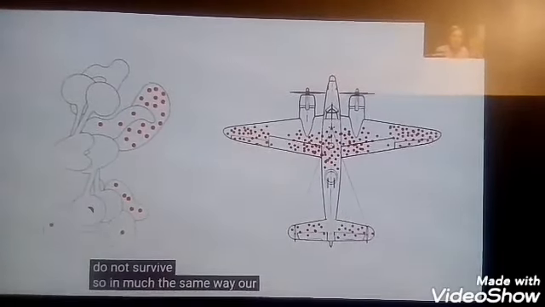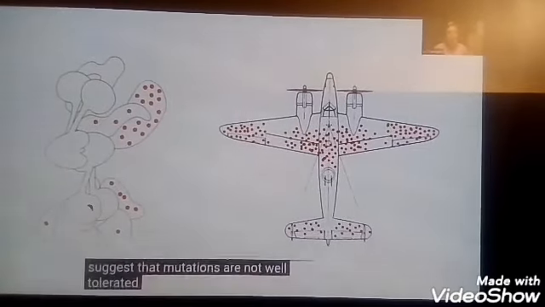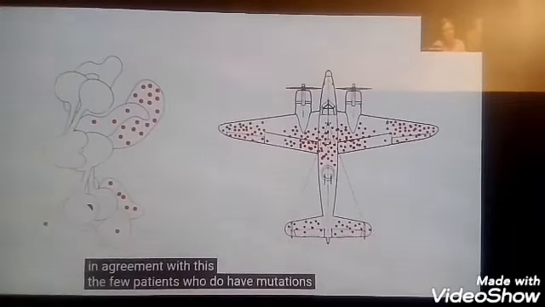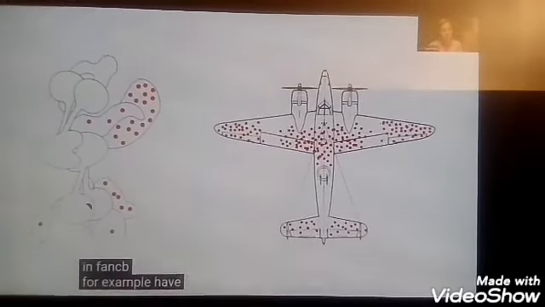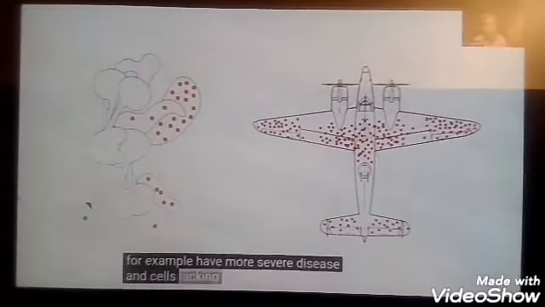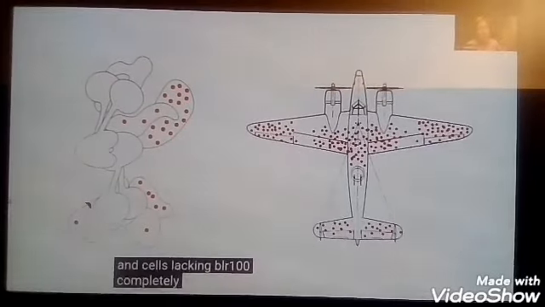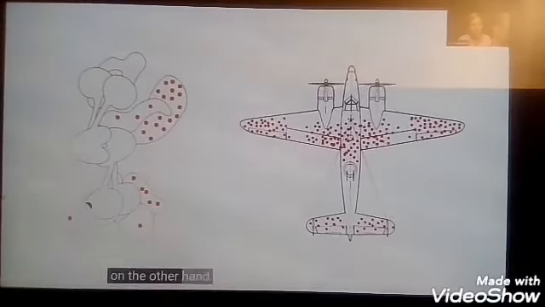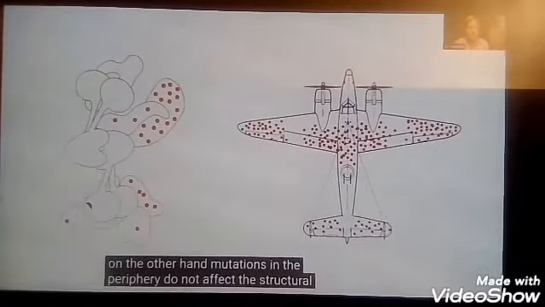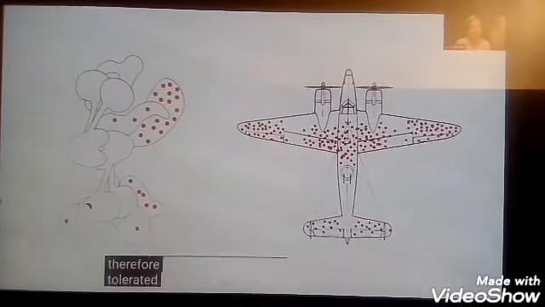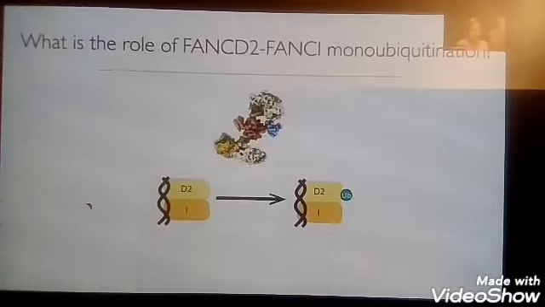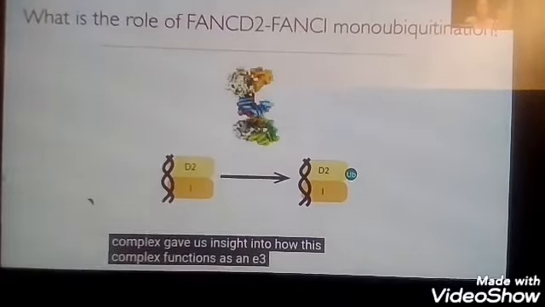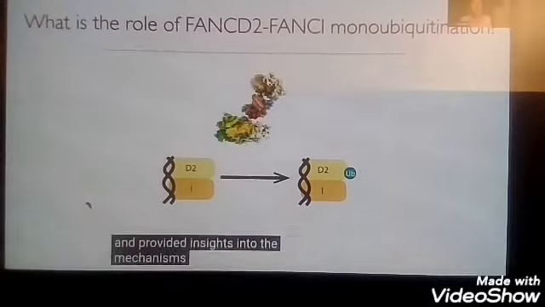So in much the same way, our structures suggest that mutations are not well tolerated in the central core of the complex. And in agreement with this, the few patients who do have mutations in FANC-B, for example, have more severe disease, and cells lacking B, L, or 100 completely eliminate the ubiquitination activity. On the other hand, mutations in the periphery do not affect the structural integrity of the complex and are therefore tolerated. So overall, our structure of the FA core complex gave us insight into how this complex functions as an E3 ligase and provided insights into the mechanisms of disease.